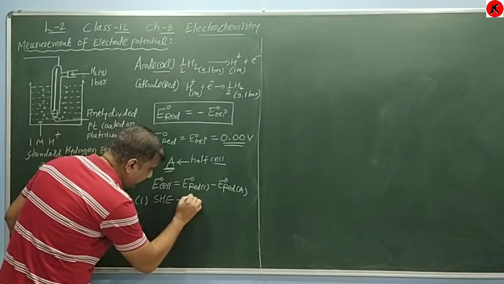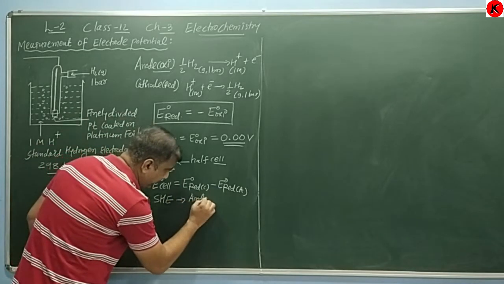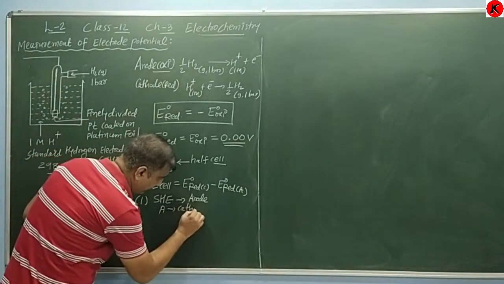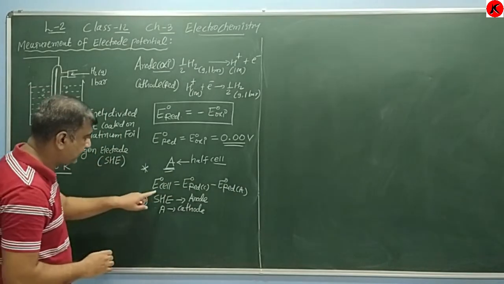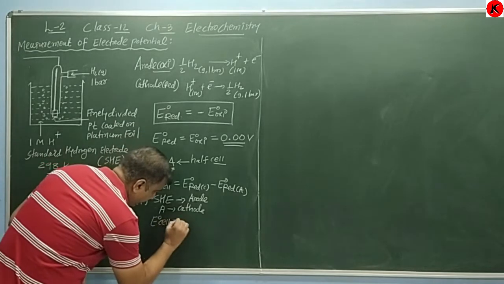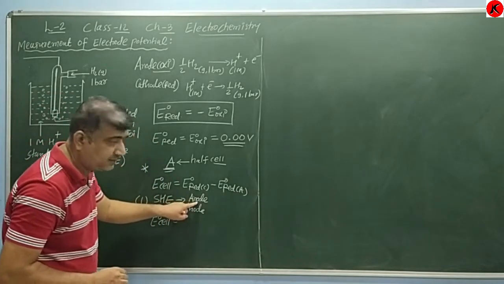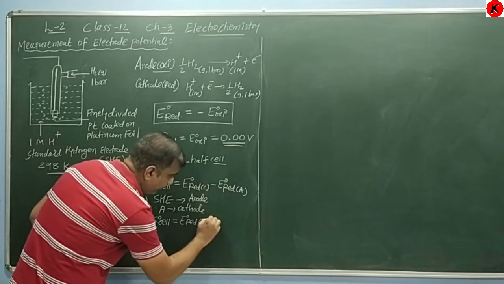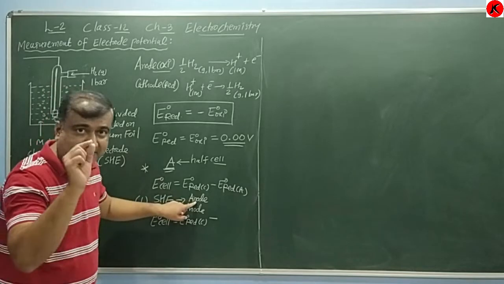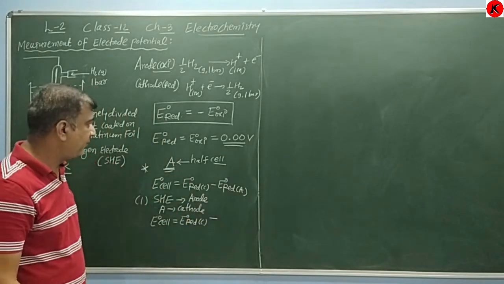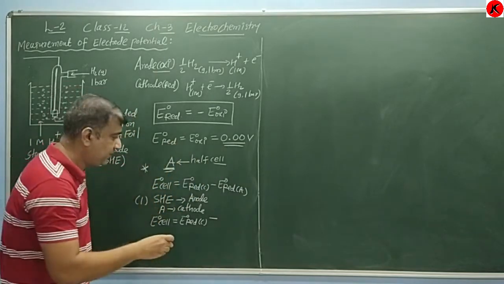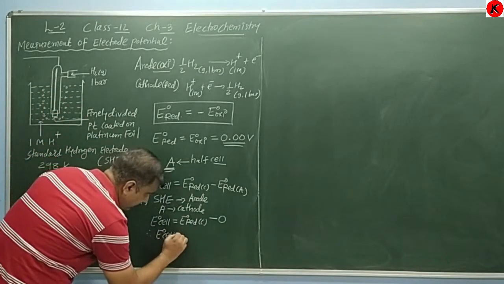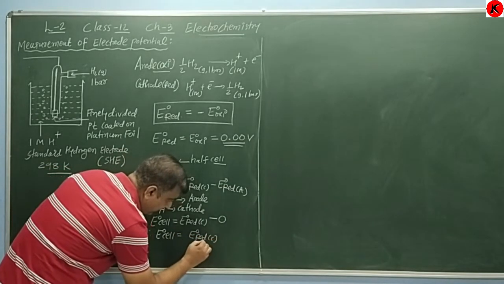Suppose this standard hydrogen electrode acts as an anode. Then automatically this half cell acts as a cathode. In this situation, the standard cell potential equals E reduction cathode minus E reduction anode, where the standard hydrogen electrode acts as the anode and the half cell acts as the cathode. This is the reduction potential of the anode, and for the standard hydrogen electrode this will be 0. That means the standard cell potential equals E reduction cathode, and this is the half cell.